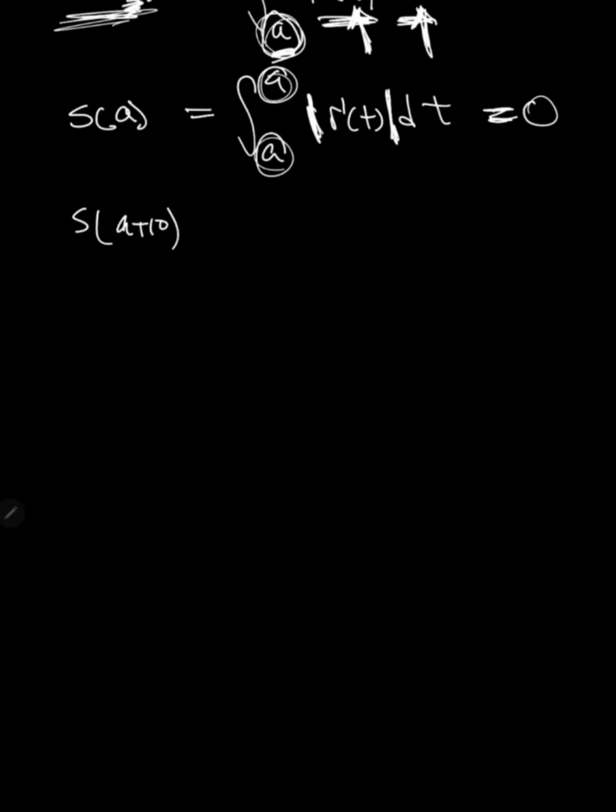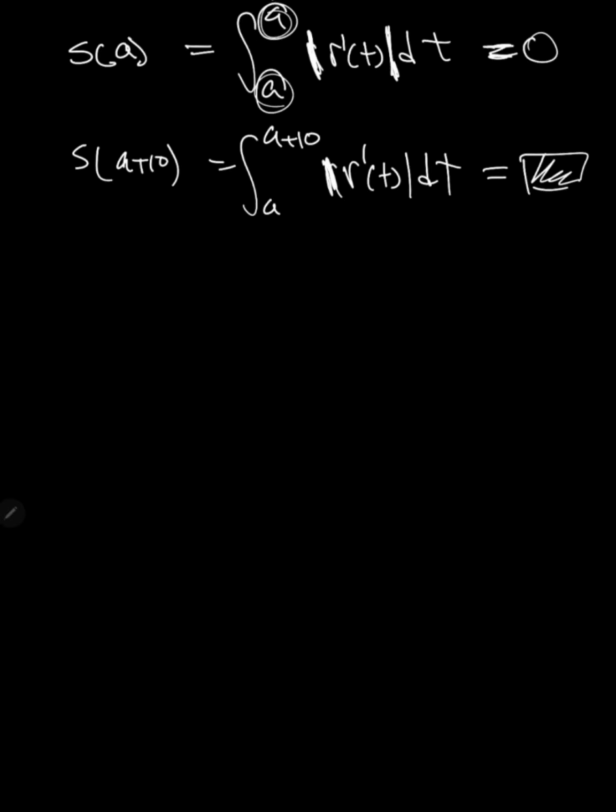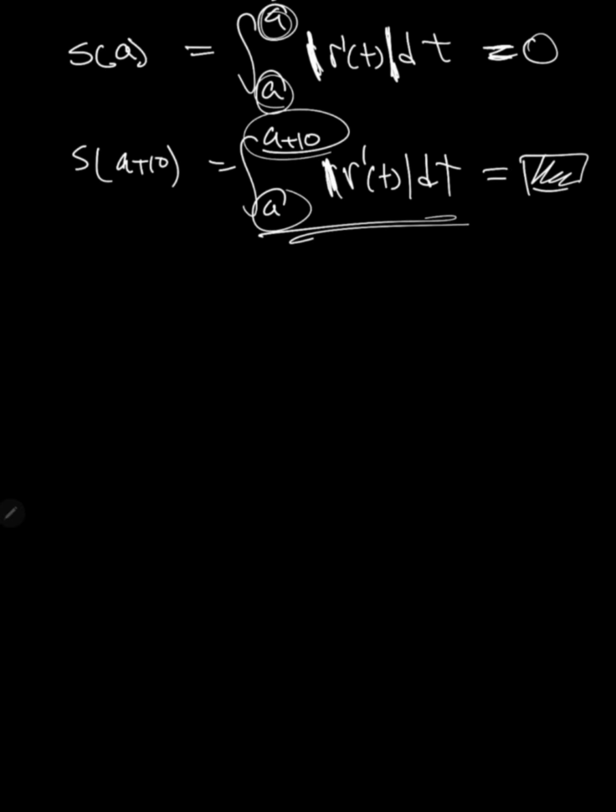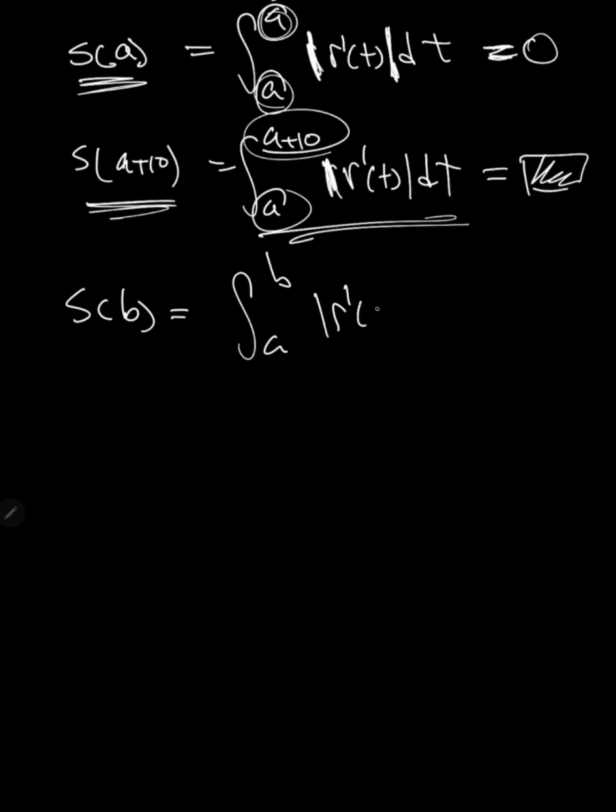Okay, s of, whatever, a plus 10. That's going to be the integral from a to a plus 10 of r prime of t dt, and that's going to be equal to something, and you can calculate it. Again, it's just a number, because once you've integrated and plugged in the limits, you get a number. So I really want to emphasize that from this current point of view, s is a regular one variable calculus function. S of b would be the integral from a to b of r prime of t dt, and that would be equal to something.